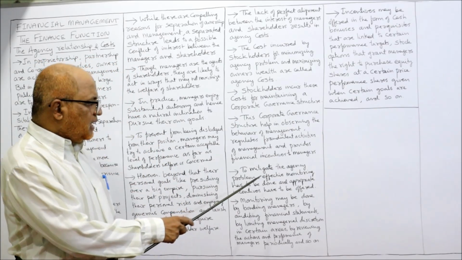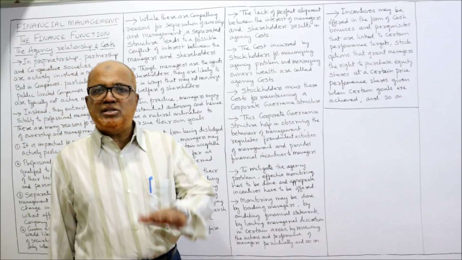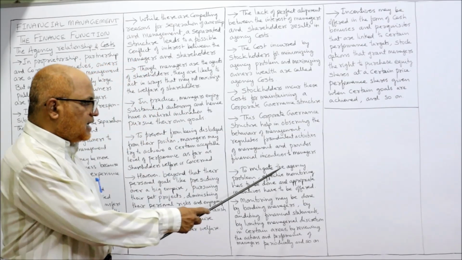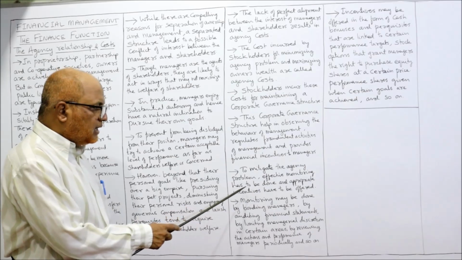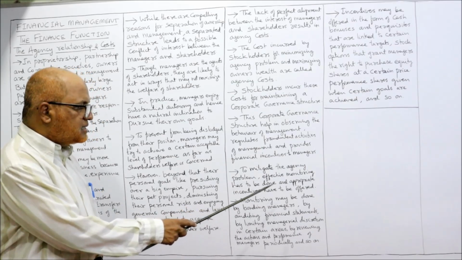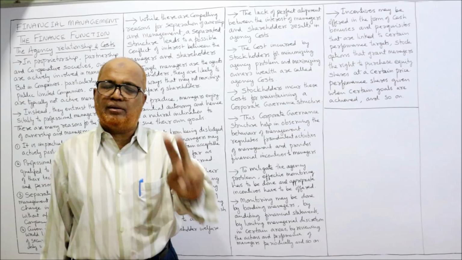Now, to mitigate the agency problem, that means to minimize it, effective monitoring has to be done and appropriate incentives have to be offered. Two things are there.